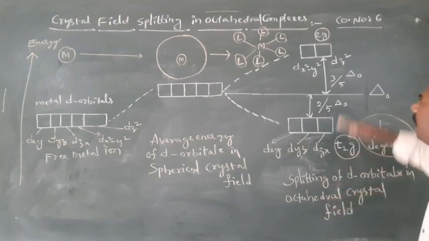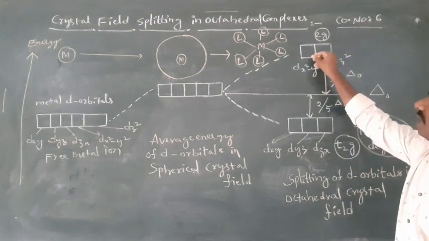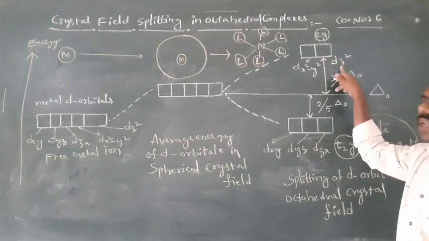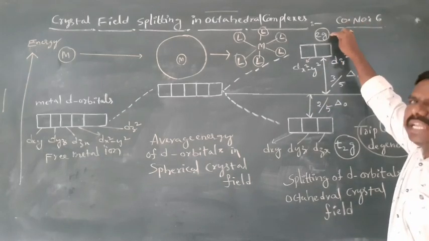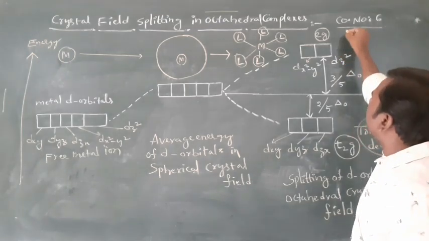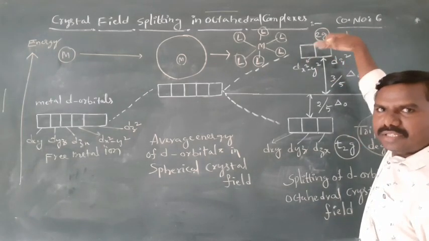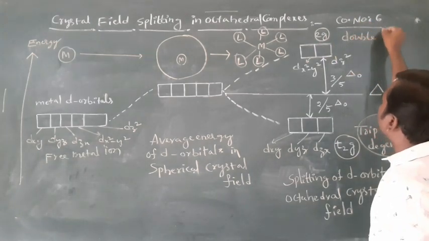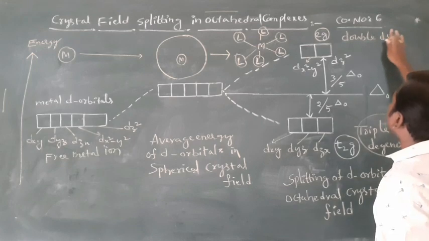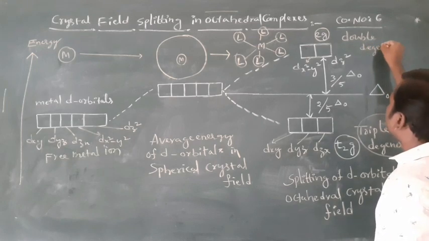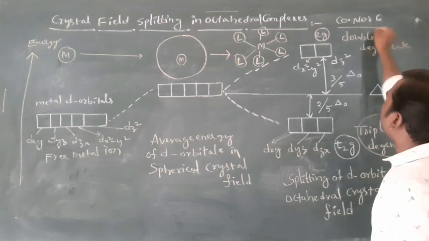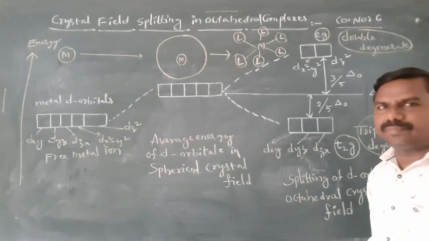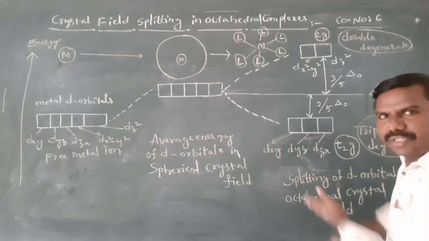Lower energy, higher energy. dx square minus y square and dz square. These two in higher energy are indicated as Eg. These two are in the same energy level. That's why they are double degenerate orbitals. Double degenerate orbitals.